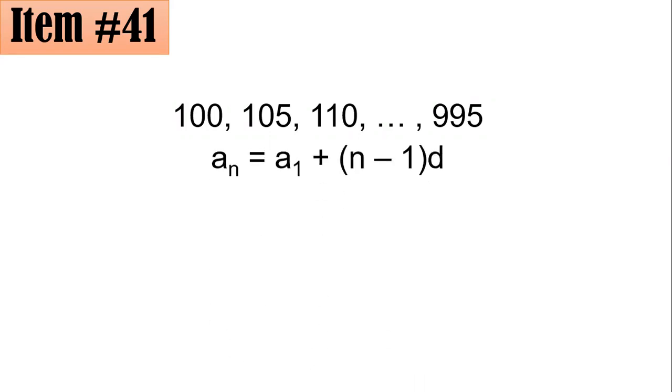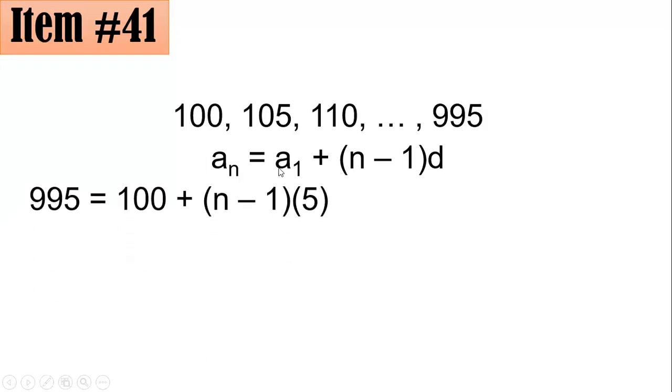And we have to recall the formula for arithmetic sequence. So we have a sub n equals a sub 1 plus n minus 1 times d. So the last number 995 could be our a sub n. So our first term is 100. So 995 equals 100 plus n minus 1 times the common difference, which is 5. Our goal here is to solve for the value of n.